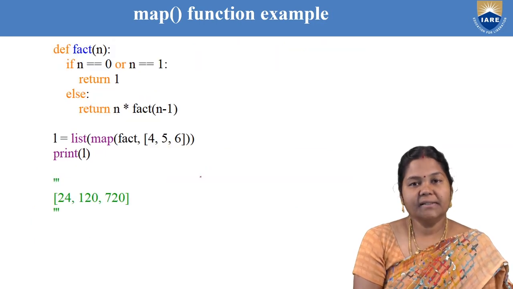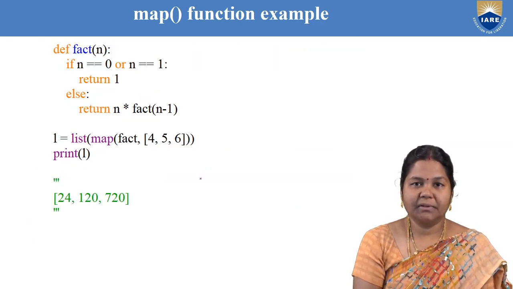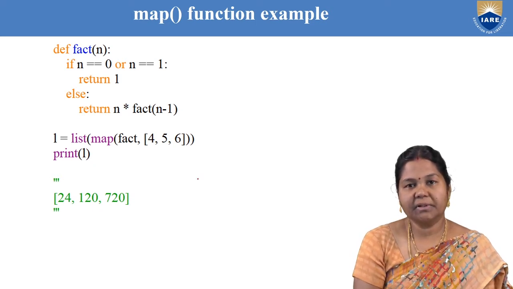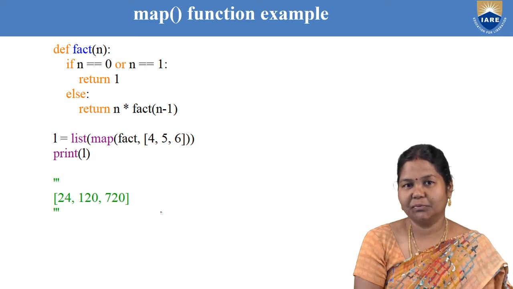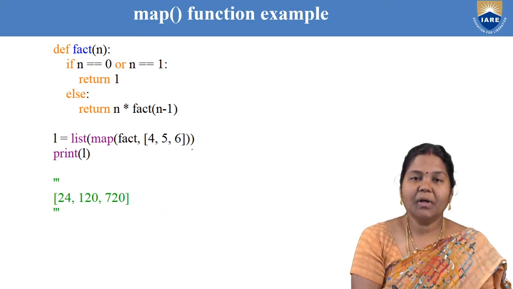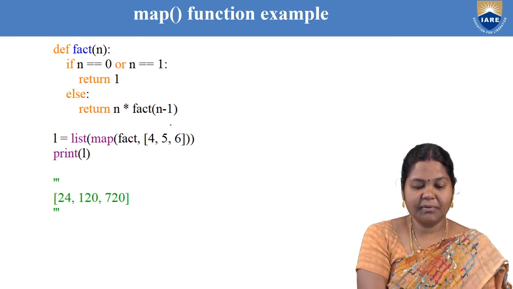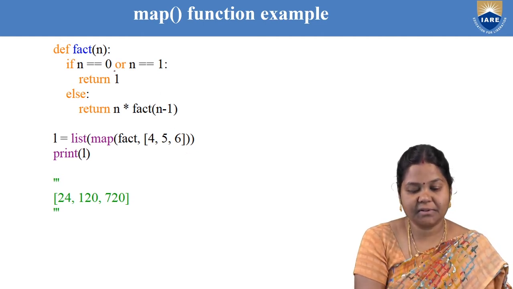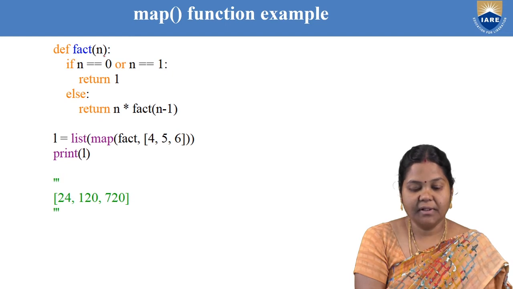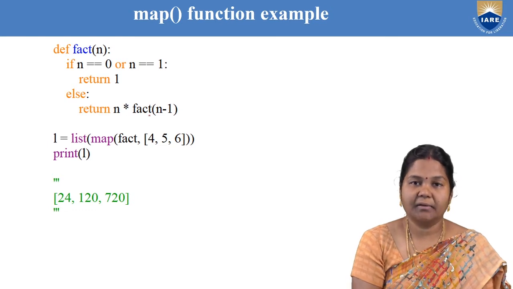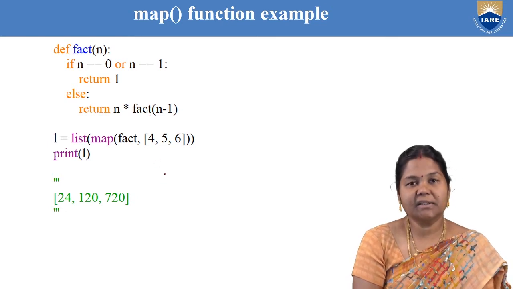Now, let us see how to use the map function with a user-defined function. We can define it and then use it. Suppose we have defined a function for finding the factorial of a number. Definition fact of n. If the number is 0 or 1, then it returns 1. Otherwise, n into fact of n minus 1. So this is a recursive code for finding the factorial of a number.